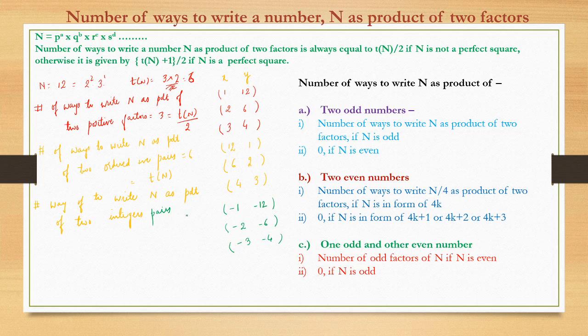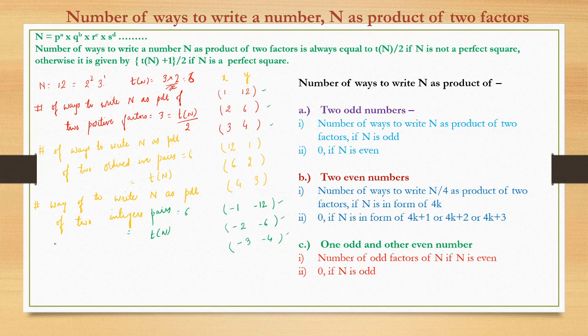So how many cases are there? See, 1, 12, 2, 6, 3, 4, minus 1, minus 12, minus 2, minus 6, minus 3, minus 4. So 1, 2, 3 and 4, 5, 6. These are the 6 cases, right? 6 cases, which is nothing but Tn. Here we did not count minus 12, minus 1 separately because we are not differentiating between pairs. Minus 1, minus 12 is the same as minus 12, minus 1 because this is just a pair.